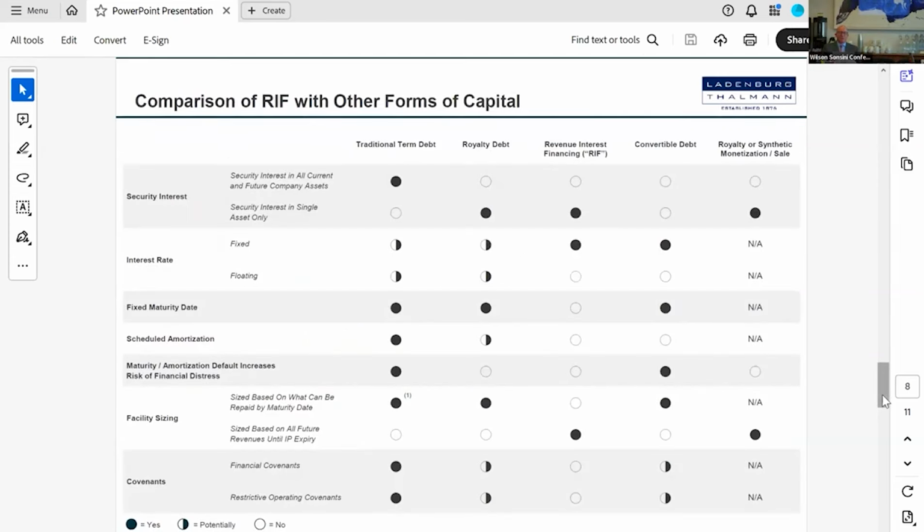So when I was a consultant at Bain & Company, we loved these stoplight charts. This basically compares revenue interest, royalty financing with term debt, convertible debt, and other forms of non-dilutive capital along a number of dimensions. So it can help explain.